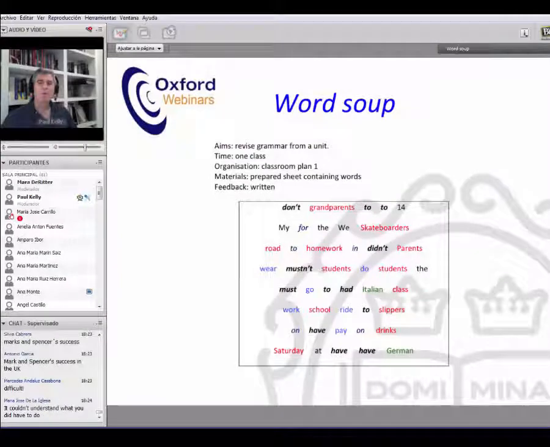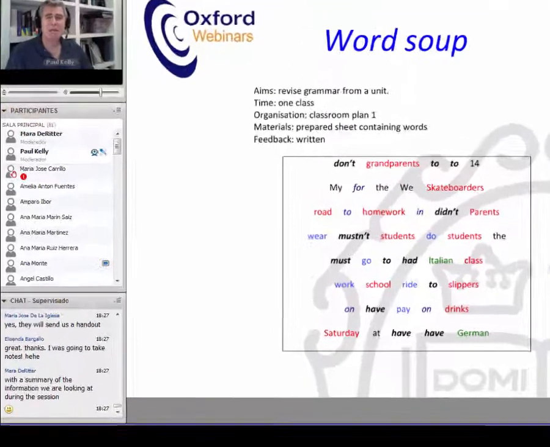So the next game, which I've called Word Soup, is for grammar revision, and we're looking to revise grammar the students have been doing in class with you. The idea is to get students to revise the grammar from that unit and make sentences with it. So you need to prepare a sheet with words on it, or an interactive whiteboard presentation. You can use that, and the objective is to get them to use the words on the sheet to produce grammatically correct sentences. Can anybody give us an example?